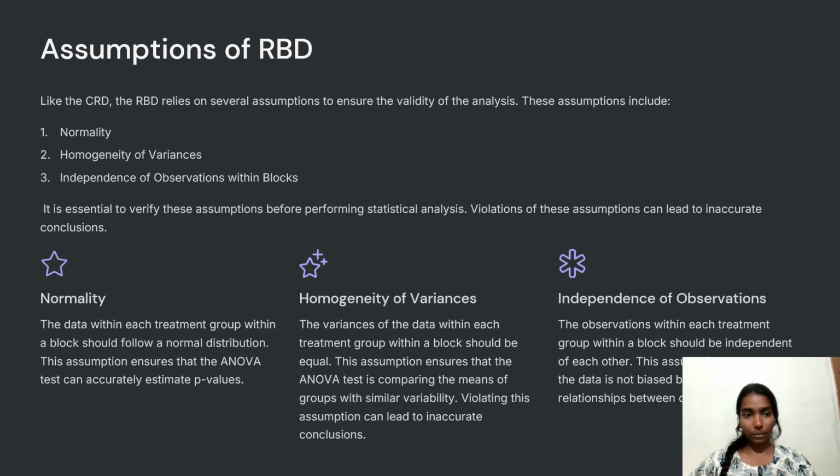The assumptions of RBD are normality, homogeneity of variance, and independence of observations within blocks. Normality. The data within each treatment group within a block should follow a normal distribution. This assumption ensures that the ANOVA test can accurately estimate p-values. Homogeneity of variance. The variance of the data within each treatment group within a block should be equal. Independence of observation. The observations within each treatment group within a block should be independent of each other.